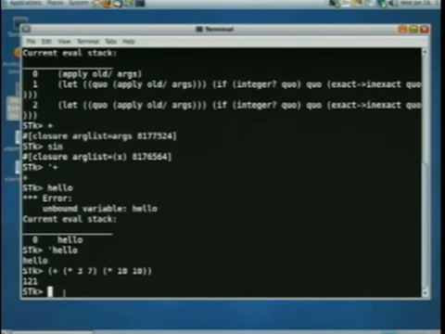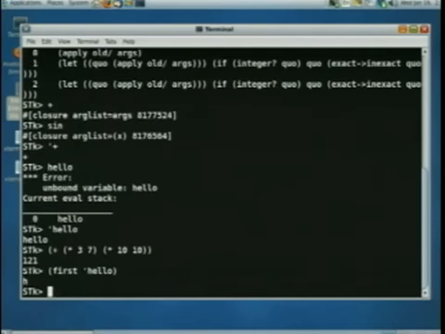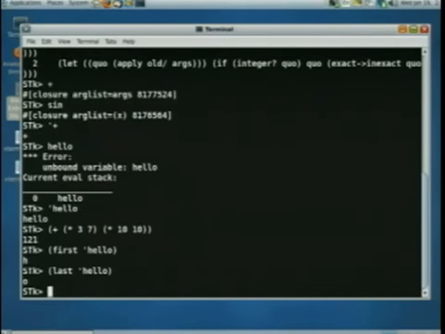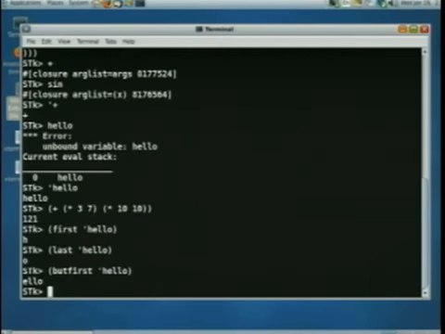Well, almost. First of all, not all functions are functions of numbers. I can say something like first of quote hello and get h, or last of quote hello, get o, or but first of quote hello, congratulations on not laughing, get ello, or but last, oh, hello.